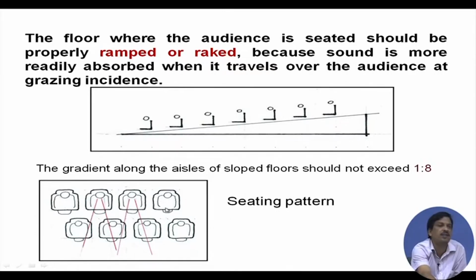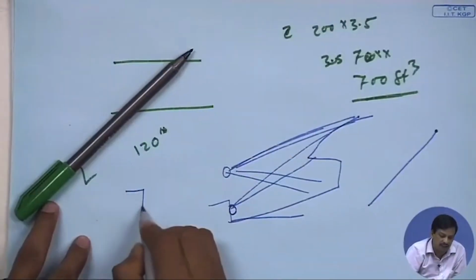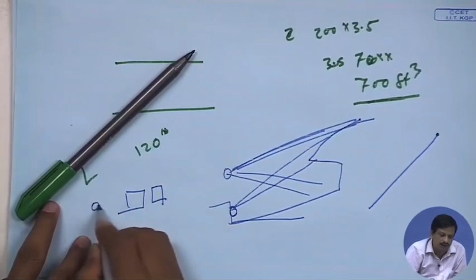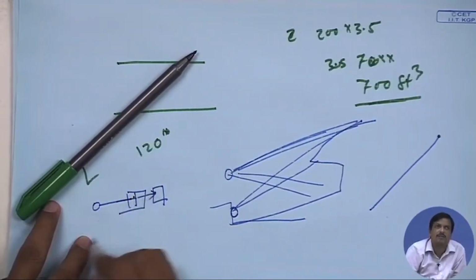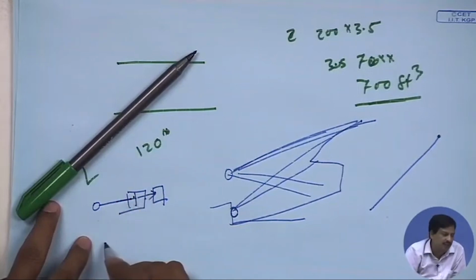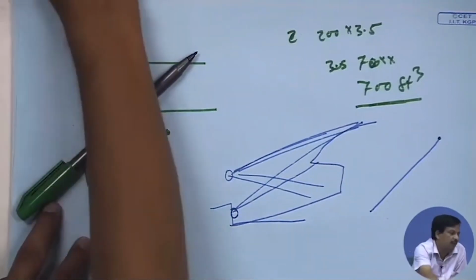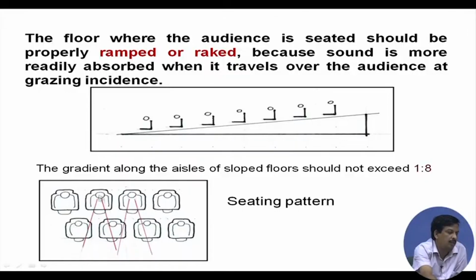How do you arrange the seats? Suppose I put a seat in here and the next seat in here, then what will happen? This man fouls the direct sound to the next man. So, instead of doing that, you can make the seat arrangement like this picture. This man is sitting in the gap between these two seats. So, there is a possibility the direct sound will go there.